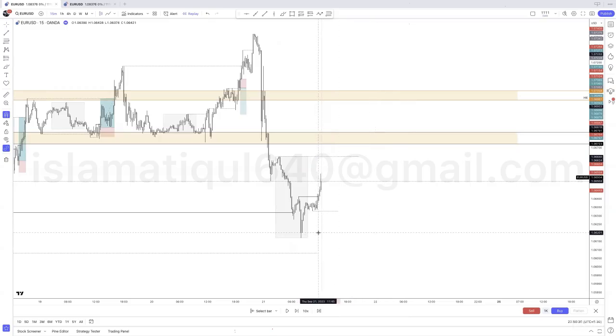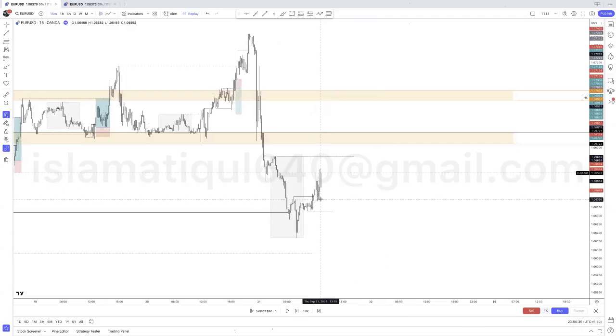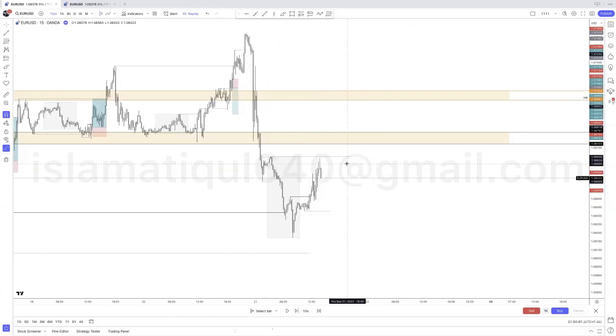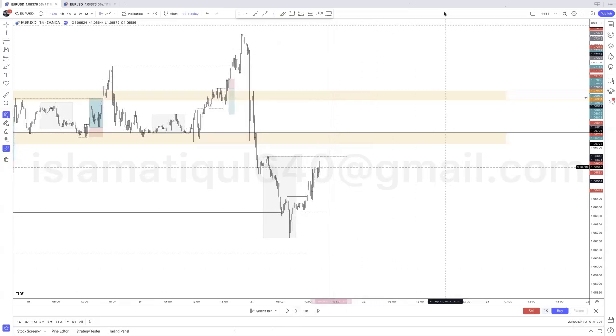You need to know which ones are your high quality setups and which ones aren't. See, these moves are not going to last long because no liquidity was taken out. Equal highs building up, they're building up. Let's see. 4:30 and 5:30, let's wait for the time. Yeah, building up. Can you see that?